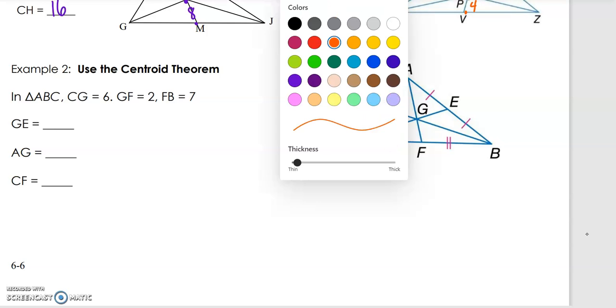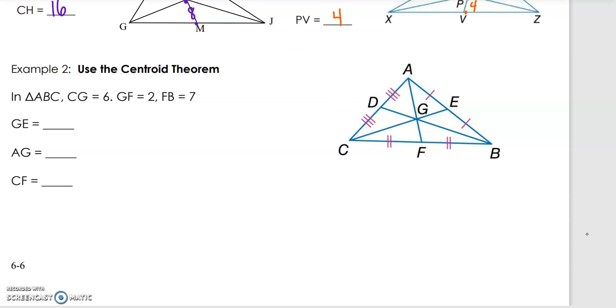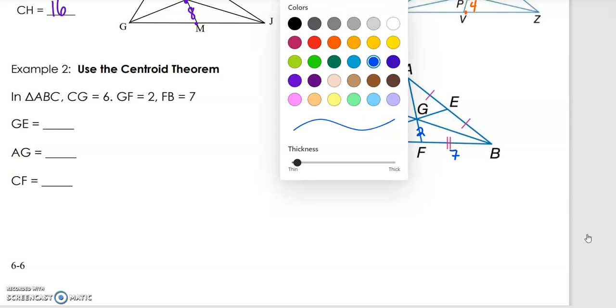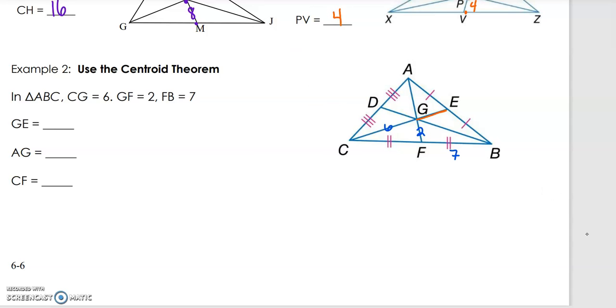So over here, we've got some more examples. Let's write in what we do know. We know that CG is 6. We know that GF is 2. And we know that FB is 7. So what is GE? GE is the shorter segment when I know the longer one is 6. So instead of doubling, I'm going to cut it in half. So this would be 3 for GE, half of the longer segment that is on that same line.